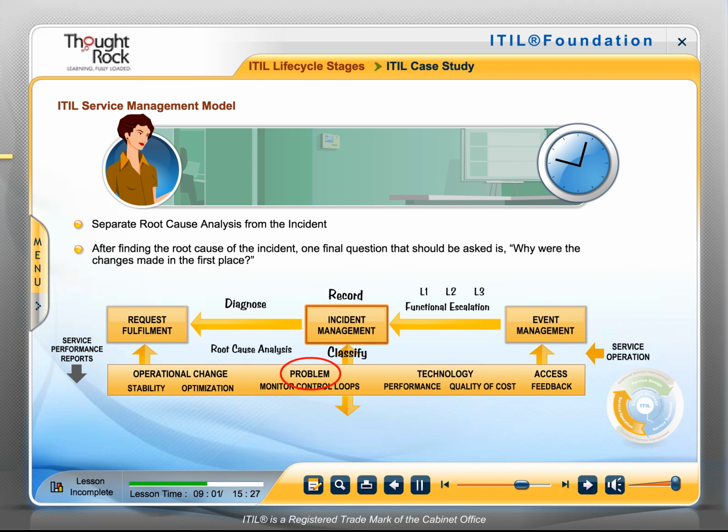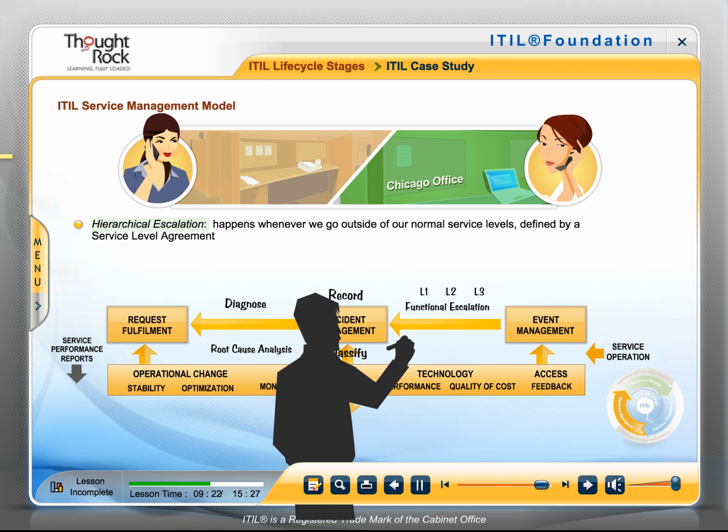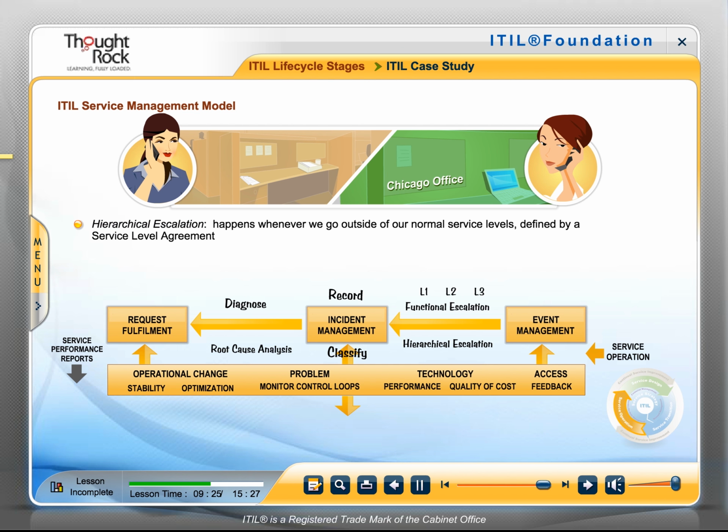After finding the root cause of the incident, one final question that should be asked is, why were the changes made in the first place? We'll discuss this later. Now remember the CIO was getting calls? The partners were calling her from Chicago wondering what was going on. Using ITIL, the service desk manager would have escalated the incident to the CIO early on. In ITIL terms, that is called hierarchical escalation. Hierarchical escalations happen, by definition, whenever we go outside of our normal service levels defined by a service level agreement.